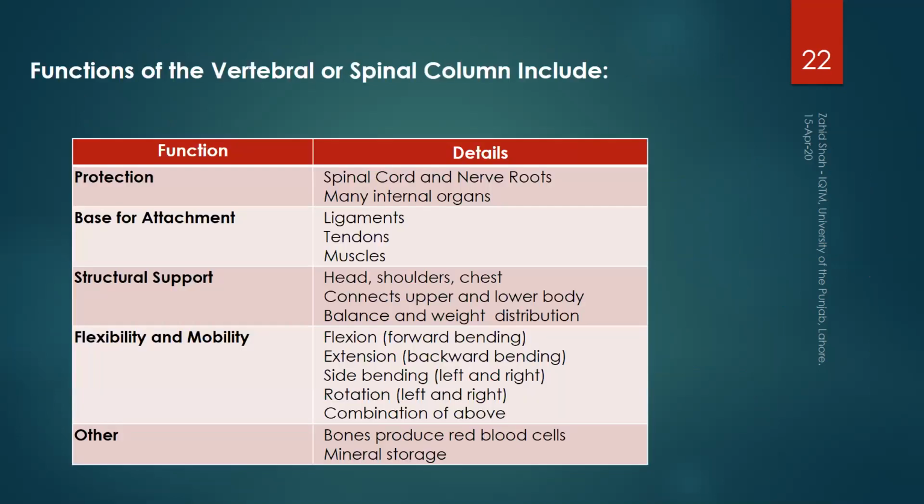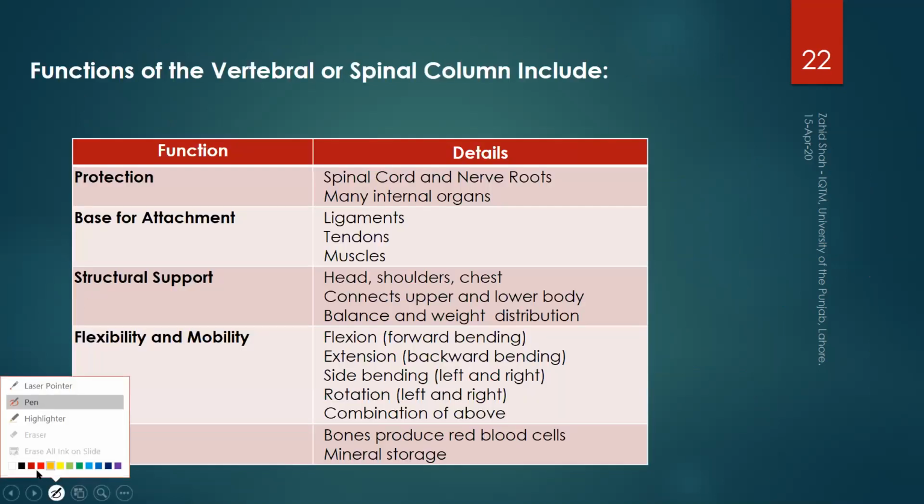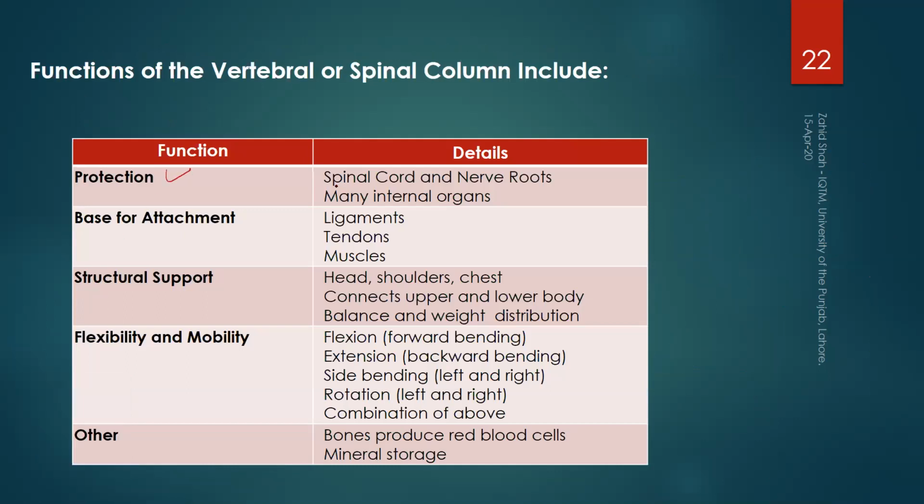And finally, the functions of vertebral column or backbone. So one function is the protection. The spinal cord is there that passes through the backbone, and related nerve roots, they are protected by the bones of the spinal column. Similarly, these bones are base of attachment of ligaments, tendons, and muscles. The backbone attaches to the skull on the upper part and to the pelvis on the lower part. So overall, it keeps the structure rigid and robust.